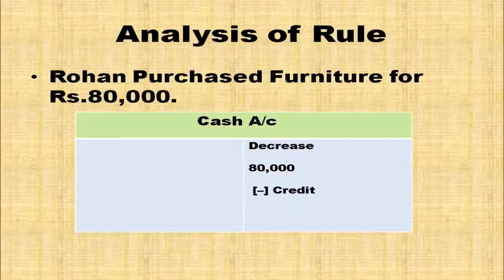Now you are thorough with the rules of accounting. Now moving to different transactions in order to analyze the rules. First transaction: Rohan purchased furniture for rupees 80,000. An asset is coming inside the business, so the name of the asset will be the one aspect, and when the asset is coming inside, cash is going outside. So the two affected accounts are cash account and furniture account.